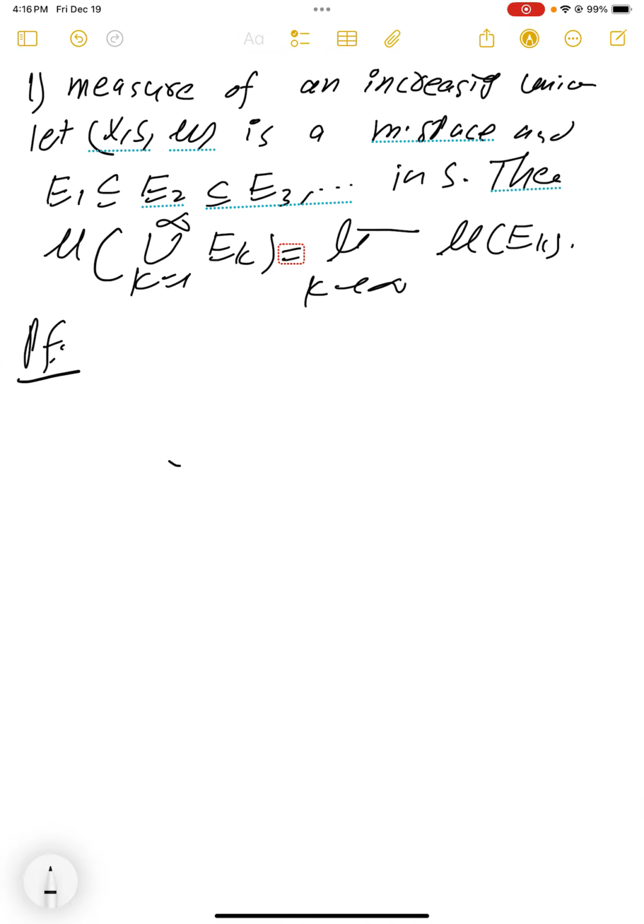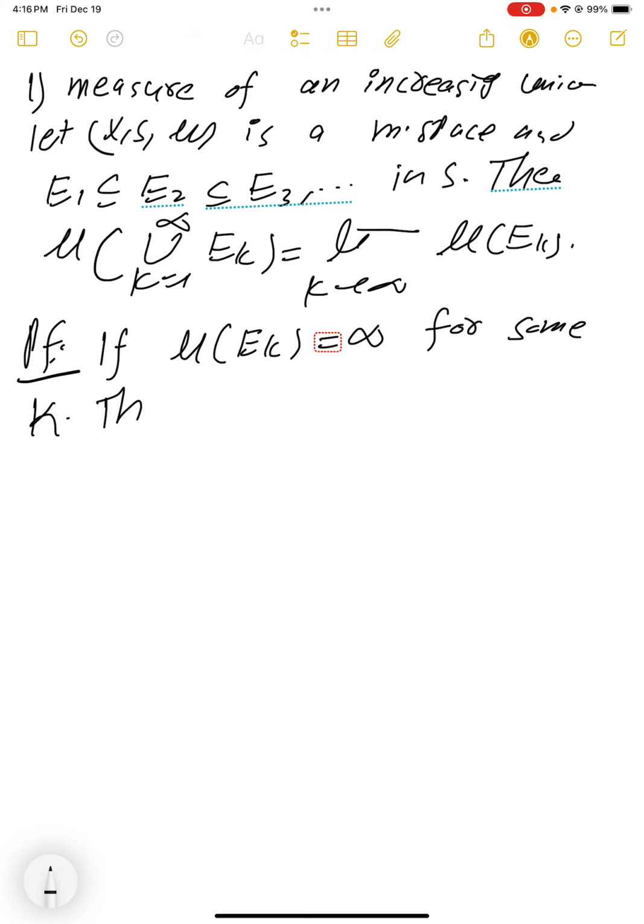So suppose the measure of E_k is infinity for some k, then the equation holds. So then there is nothing to prove. Why? Because if the measure of E_k is infinity for some k, then we know that E_k is contained in the union of the E_k's, and if one of the E_k measures is infinity, this means the union of those sets will have measure infinity. So infinity is equal to infinity, then there is nothing to prove.